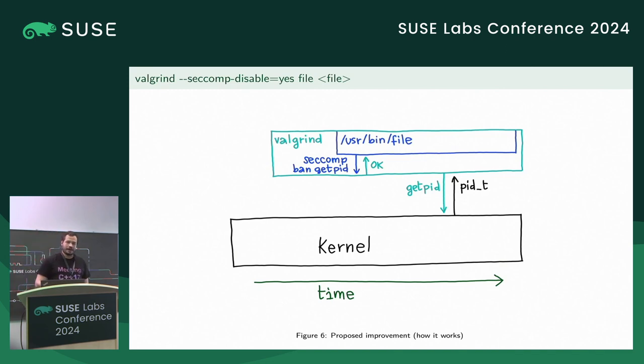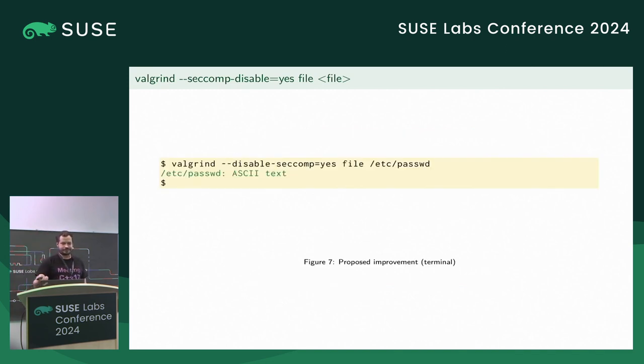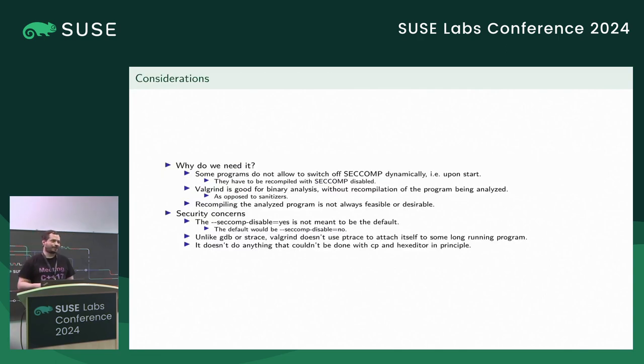So this is how it looks on the command line. It works. Now, what about this approach? You know, some people have some security concerns, right? We are actually switching off SECCOMP dynamically. But I think it's more or less okay because it's not meant to run on production. It's for debugging purposes.